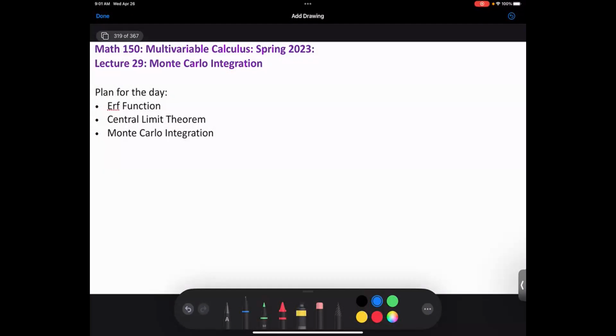What I want to do is talk a little bit about what do you do when you can't actually integrate something in closed form. Now, a lot of times you think you can do things that you can't because of how it's been shown to you.